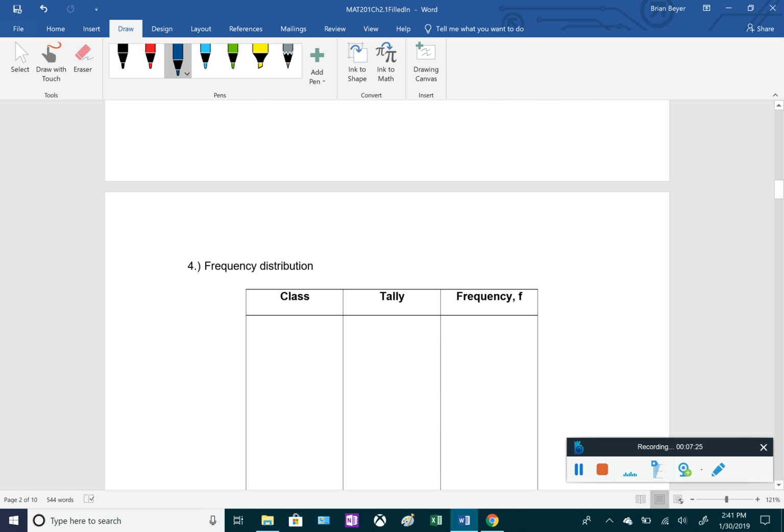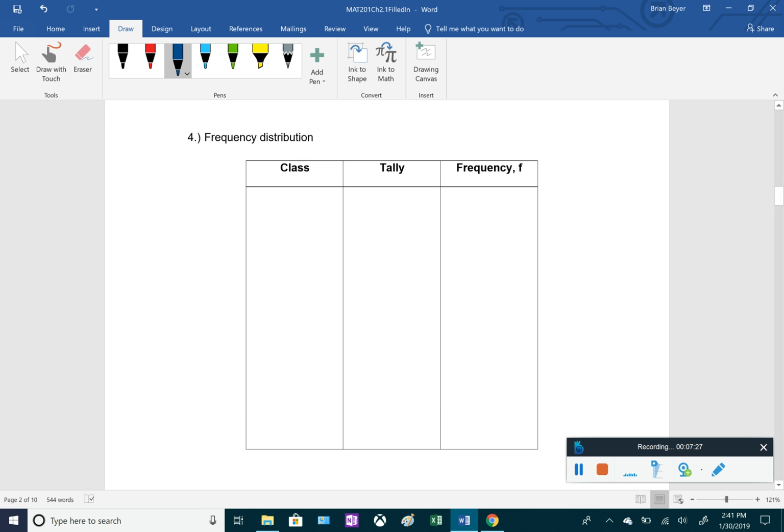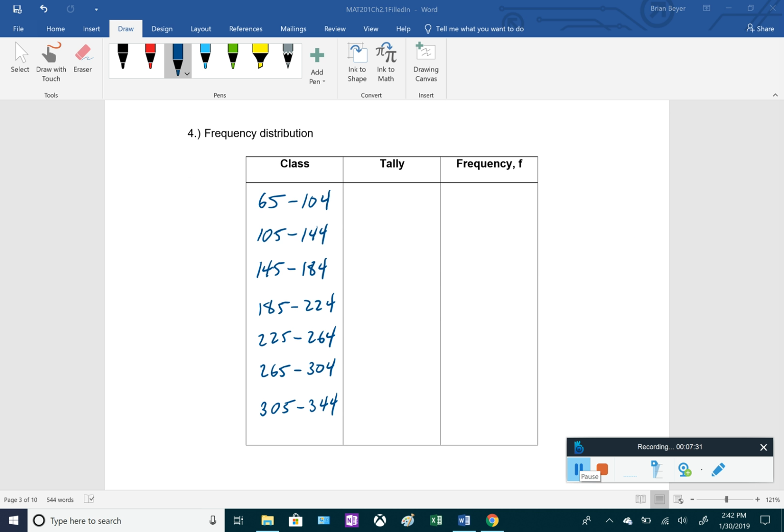Okay, so let's actually create this frequency distribution now. So I'm just going to fill in all of those classes real quick on the left. So they're all filled in now on the left. These are the classes from what we just filled in. And now what we're going to do is we're going to go back up to the original data and see how many data entries fall within each one of these classes. So let's take a look at 65 to 104 first.